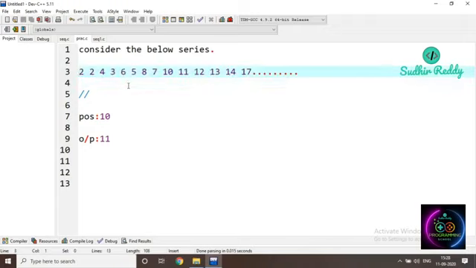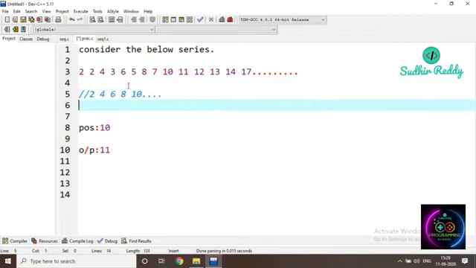What are the two series here? The first value is 2, and then alternate numbers are 4, 6, 8 and 10. That means the alternate numbers are even numbers. And consider the others: 2, 3, 5, 7, 11. These are prime numbers. So one series is even numbers and the other series is prime numbers. We have to calculate based on this only.